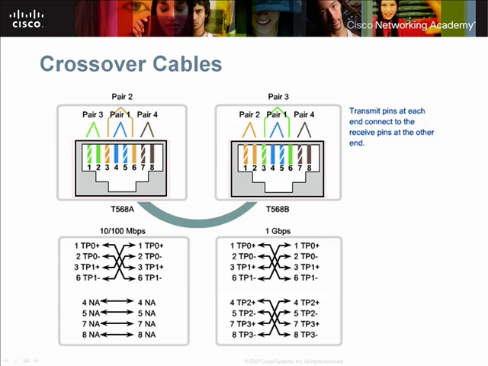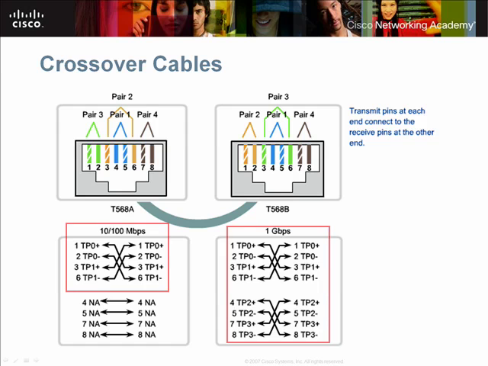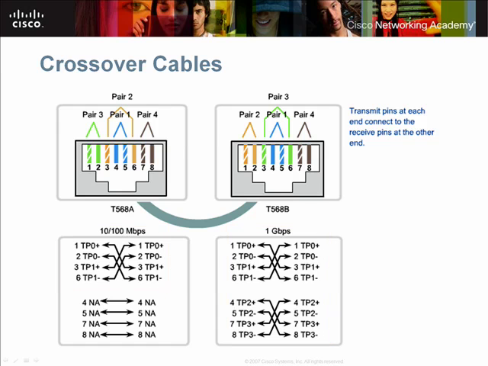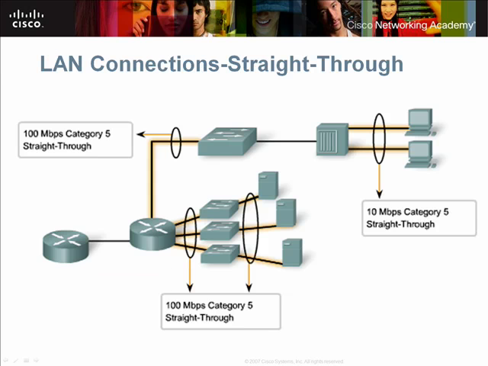Conversely, to identify a crossover cable, we see that the order of wires on each connection is not a mirror image of its opposite. Some of the wires in a crossover cable are, as the name implies, crossed over. This means that the transmit pins on one end of the cable connect to the receive pins on the other end. Almost every LAN utilizes both straight-through and crossover cable connections. But how do we know when to use each one?